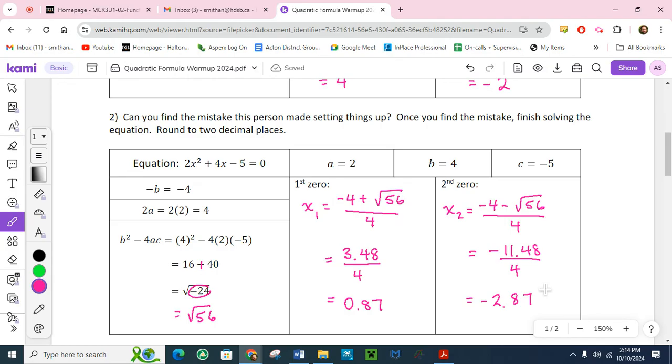Or blank stares, more than normal. Okay, so negative 4 plus root 56, and then divide by 4. Well, seems good. It's you guys that are wrong. Yeah, 0.87, right? All right.